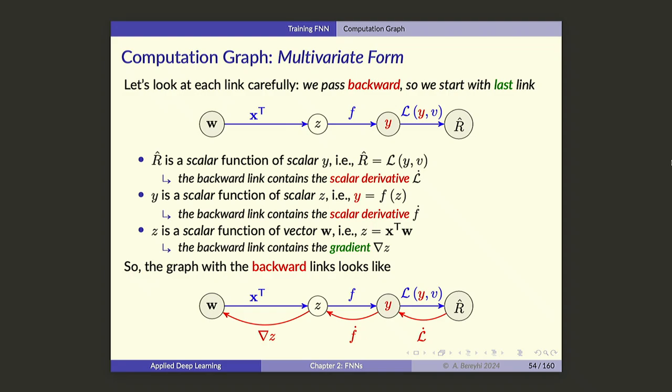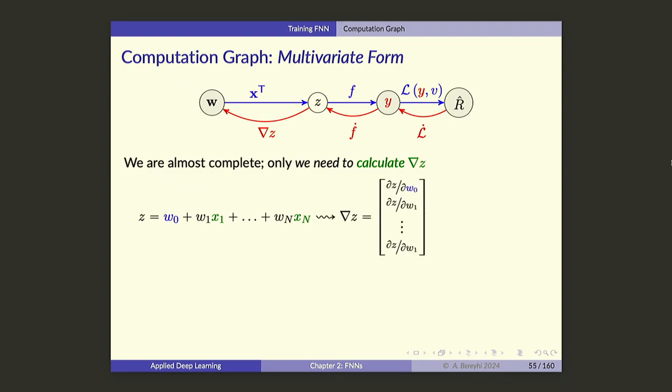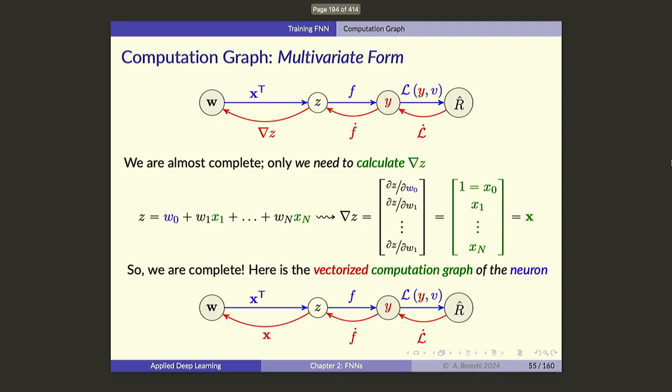OK, so for example, in this particular case, if I want to calculate the derivative, or gradient, of z with respect to w, what can I do? I can just write down z in terms of all of those w's, and then calculate the gradient, the partial derivative, which we know is basically x itself. So I can replace this gradient of z with x, and I can say this is my backward pass.